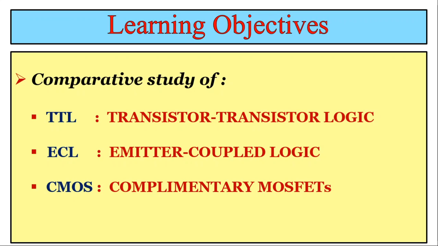But DL, RTL, DTL, and DCTL have now become obsolete, that is out of date. Nowadays, TTL, ECL, and CMOS logic families are the most widely used IC technologies. Therefore, we will discuss TTL, that is transistor transistor logic, ECL, that is emitter coupled logic, CMOS, that is complementary metal oxide field effect transistor logic, and the comparative study of TTL, CMOS, and ECL.